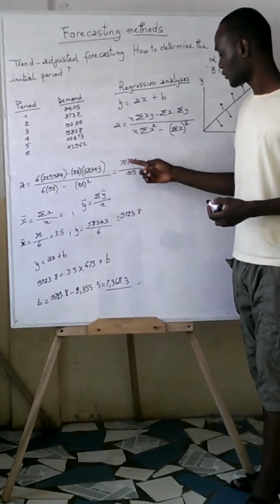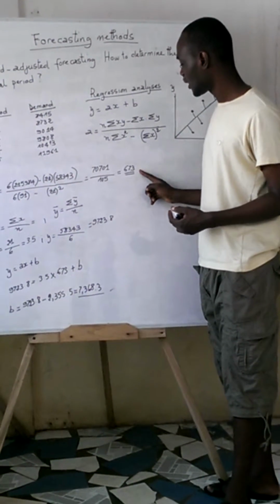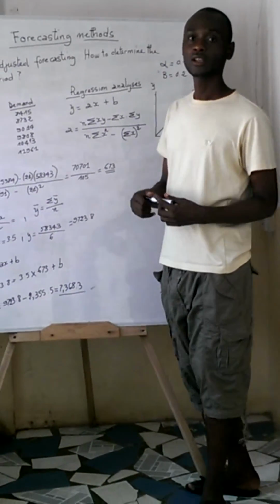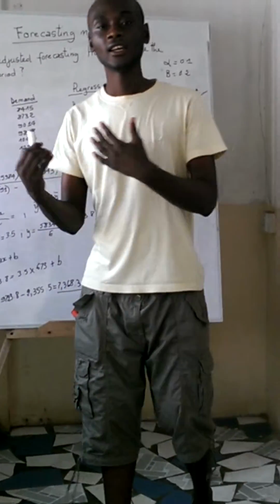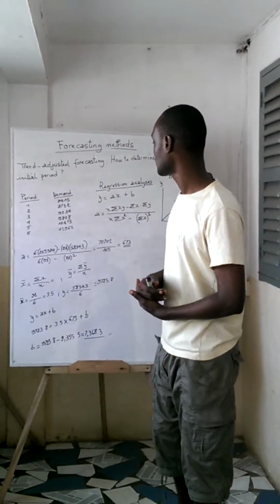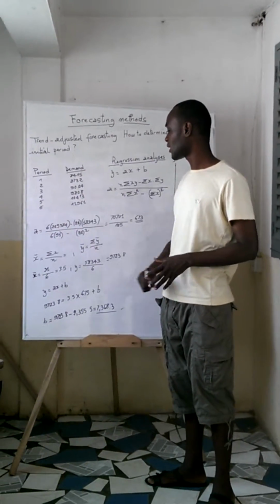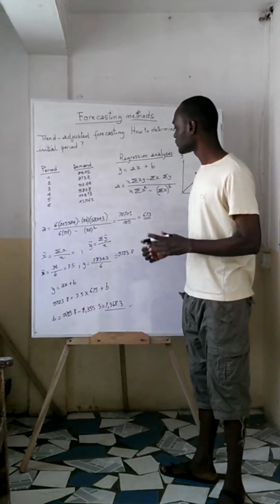And then if we do the calculation, we get 673. So this 673, which is our gradient, represents, in this context, our trend. This is the trend that we're going to use in order to forecast this demand. Alright, now let's find out the b.